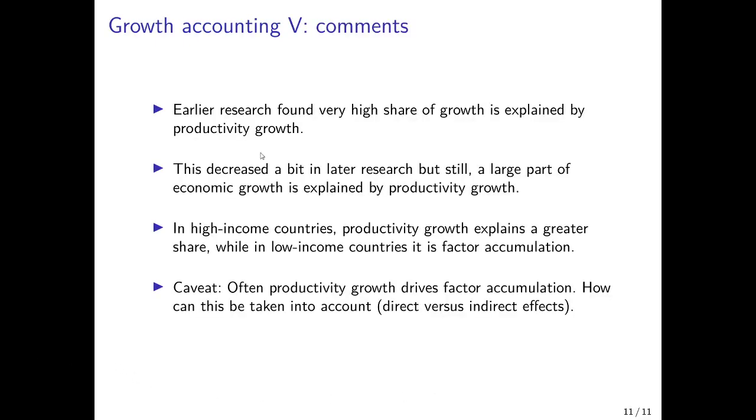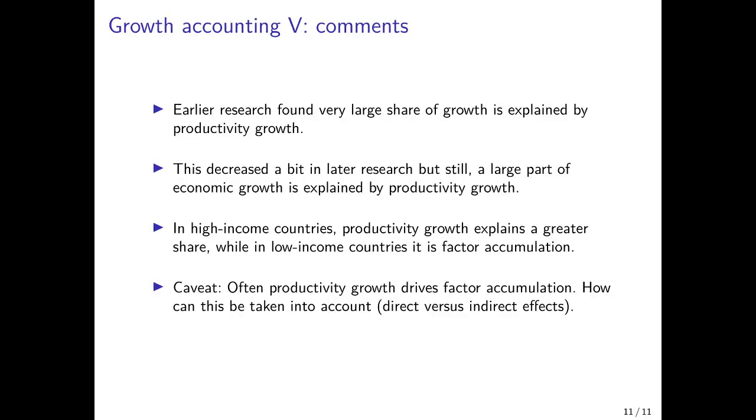So overall, to summarize, we were able to derive a decomposition for aggregate output growth into its components. So that answers the first question that we posed at the beginning of the chapter. And second, we were able to use this decomposition to get an indirect measure for productivity growth as the part of aggregate output growth that is not explained by growth in the accumulable production factors, physical capital, human capital, and the number of workers, basically. And that answers the second question that we posed at the beginning.